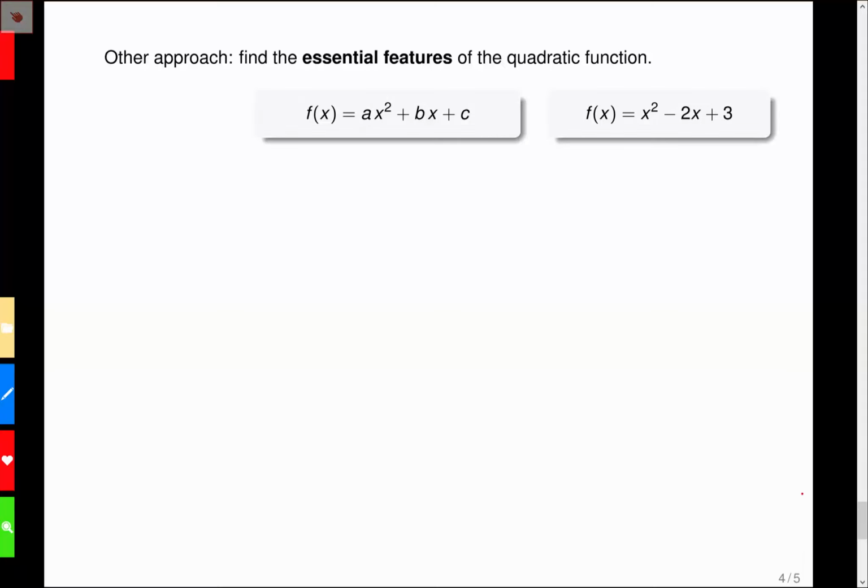So what we're going to do now is state each of these key features, along with some general facts about how to find them by referring to the most general quadratic function possible, f of x equals ax squared plus bx plus c, where a, b, and c can be any constants. And then we're going to apply that to our particular quadratic, f of x equals x squared minus 2x plus 3. After deducing all of these key features, we can then sketch the graph. First up is concavity.